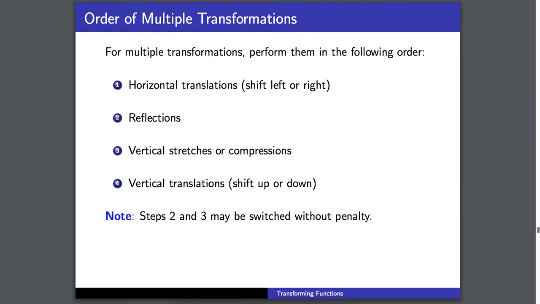So just for your own knowledge here, steps 2 and 3, we can actually reverse these without any kind of penalty. So we could actually do the vertical stretches or compressions first, followed by reflections. But we want to put the horizontal translations first and the vertical translations last, and the order for the other two in the middle is not really important. So if you do the vertical stretches or compressions before the reflections, that's okay as long as horizontal translations come first and vertical translations are last.